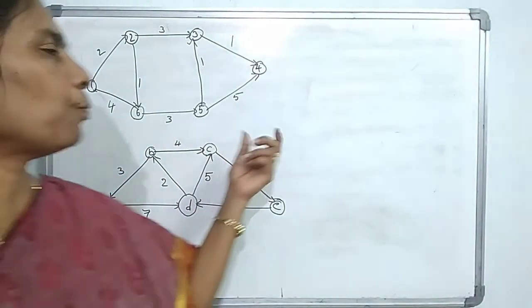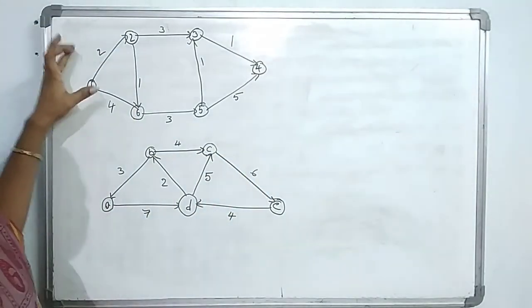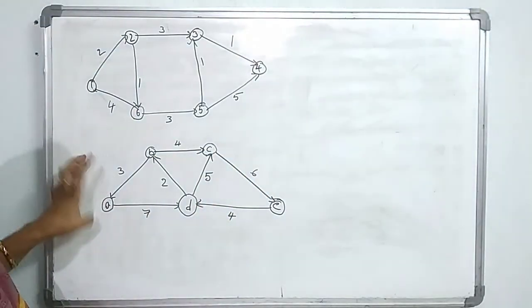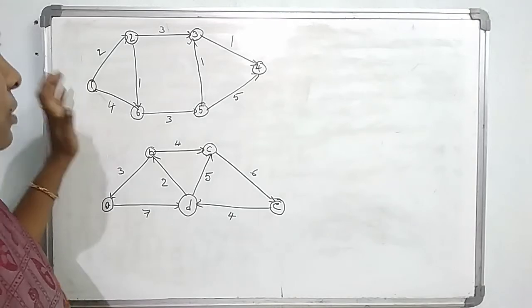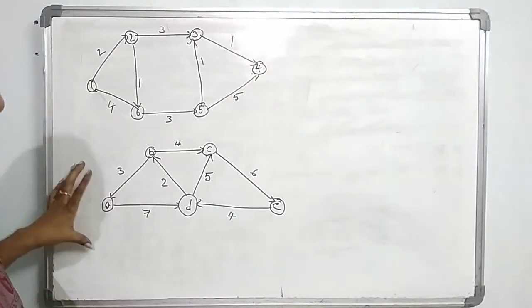Now I am giving the sample exercise problems. So this is the one graph and this is the another graph. Apply this Dijkstra algorithm for these two graphs.